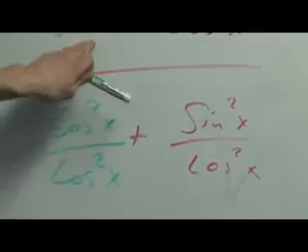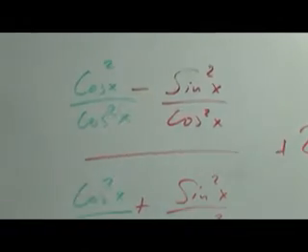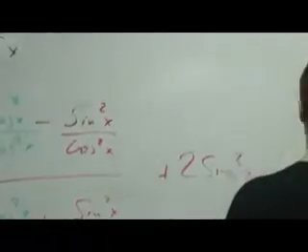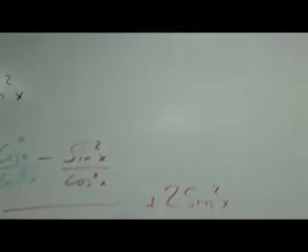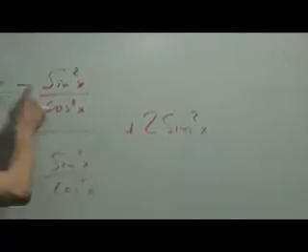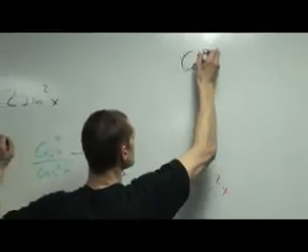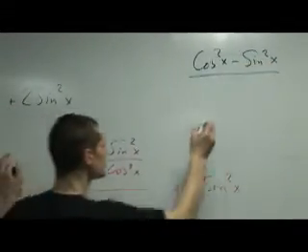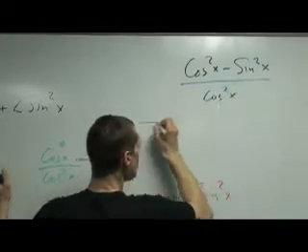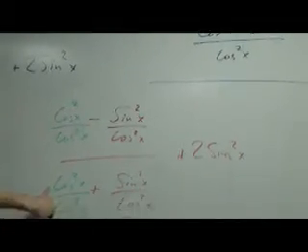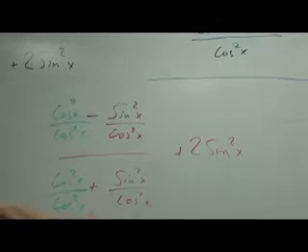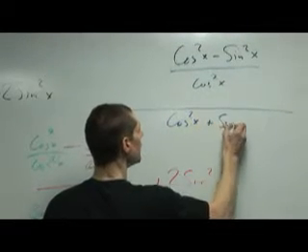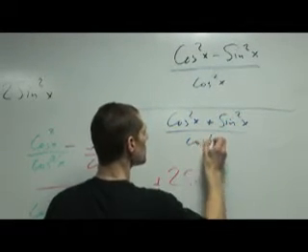Now, we have cosine squared x on the bottom, so I'll go to blue, and I guess I'll have to move it up this way. So this becomes cosine squared x minus sine squared x. So this is cosine squared x minus sine squared x divided by cosine squared x. And then the bottom fraction is going to be cosine squared x plus sine squared x divided by cosine squared x.